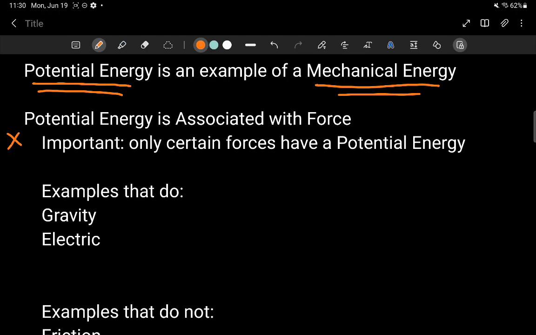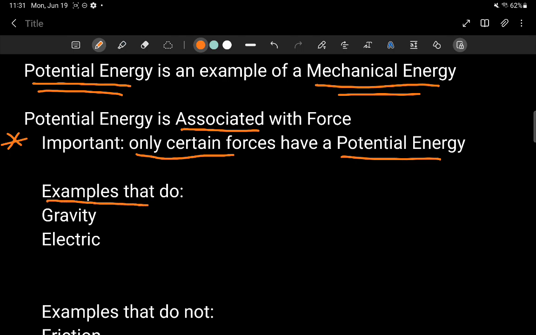So here's an important first step in describing what is potential energy. Potential energy is associated with forces, but only certain types of forces can have a potential energy. There are forces that absolutely can do work, right? That is, they can apply a force over a displacement, but there is no such thing as a mechanical potential energy associated with that force. But there are forces where there is a potential energy.